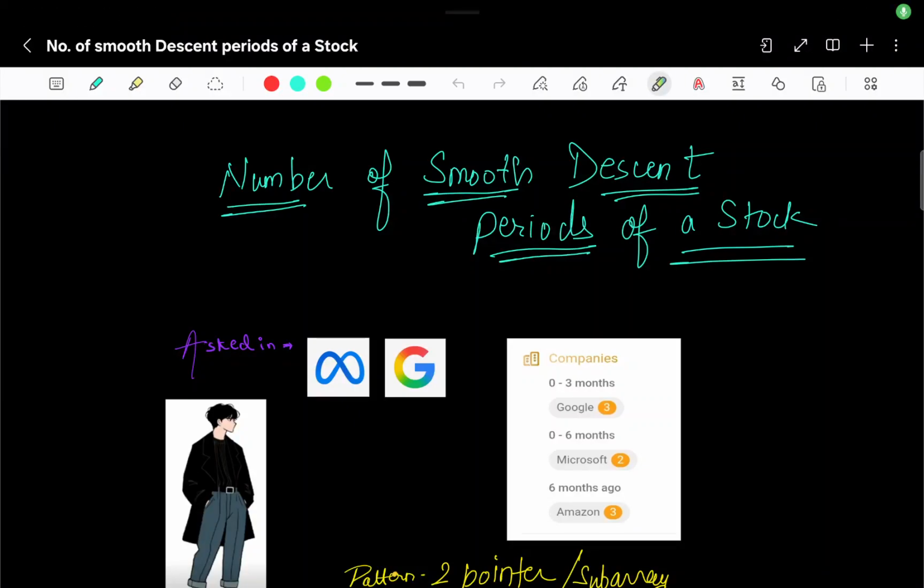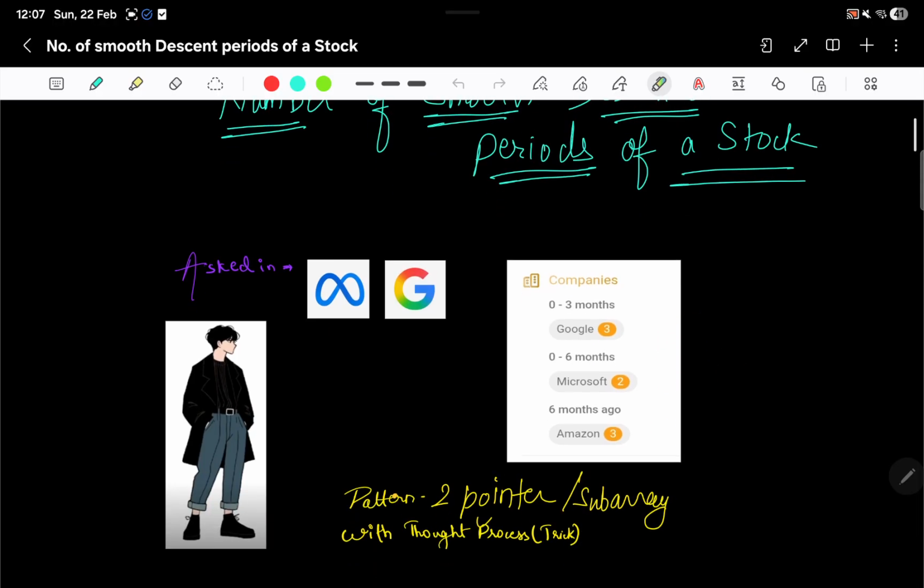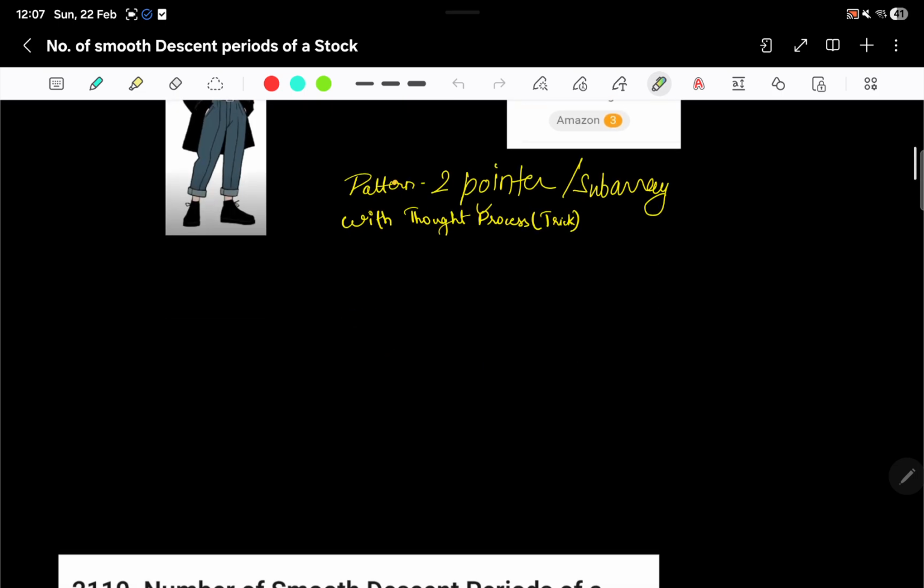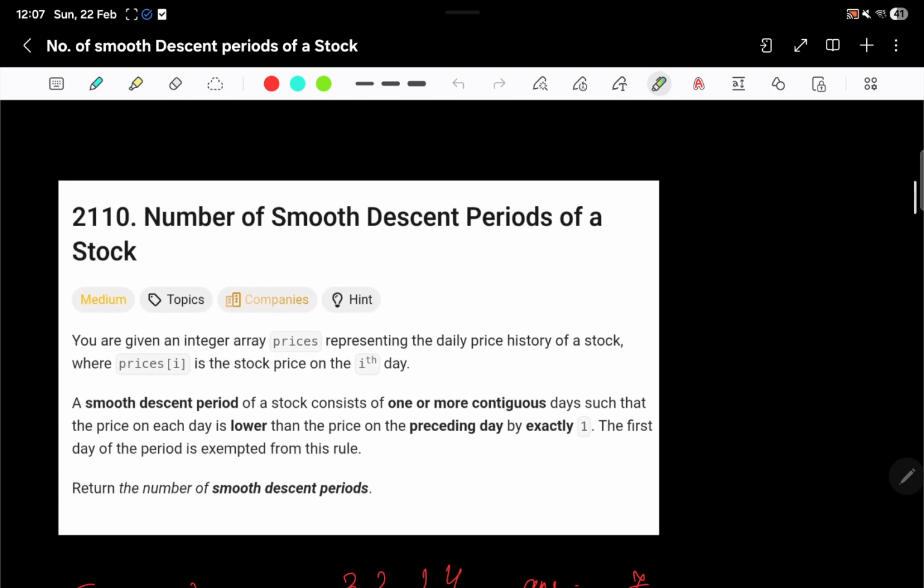To solve: number of smooth descent periods of a stock. This question has been asked in Google, Microsoft, Amazon, but this question is a part of the series on two pointer, or the questions that can be solved using subarrays, right? So in this series I'm going to be more focused on the two pointer approach, a question if it can be solved using a two pointer approach, or if the question shows a demand for a subarray and how we can solve it, right? So without any further delay, I'll just go through the question.